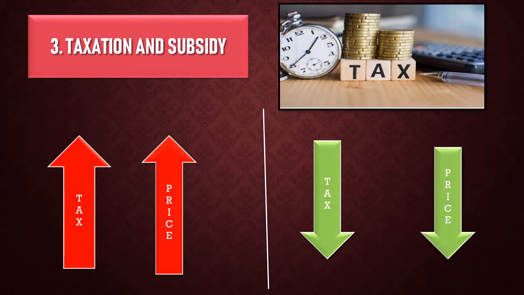It goes the same with the subsidy also. If the government is providing the raw material to the producer at a lower rate, it means it will help the suppliers or producers to decrease their price, because they are no longer spending much money on producing the goods. So this is another factor which affects the demand of the commodity in the market.